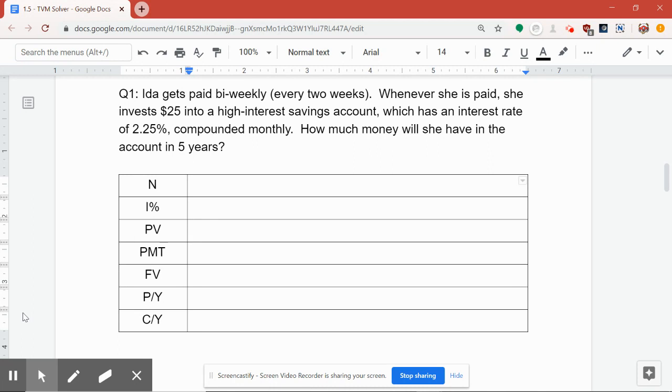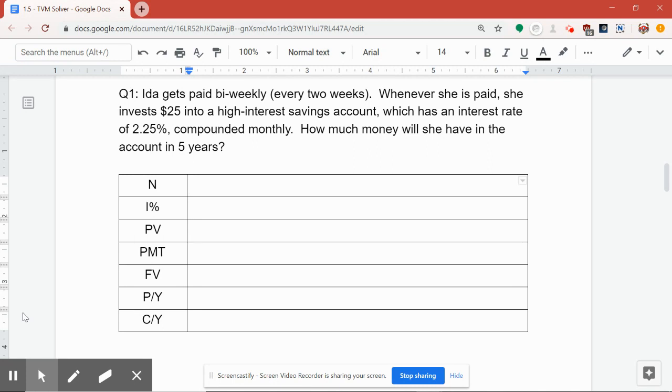So here's a problem involving regular payments. So we have Ida gets paid bi-weekly, so every 2 weeks. Whenever she gets paid, she invests $25 into a high interest savings account, and that has an interest rate of 2.25% compounded monthly. How much money will be in the account in 5 years? So $25 gets paid every 2 weeks, and on top of that, that money earns interest over time.